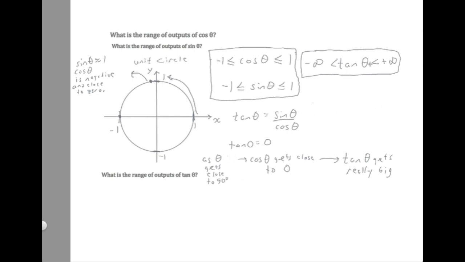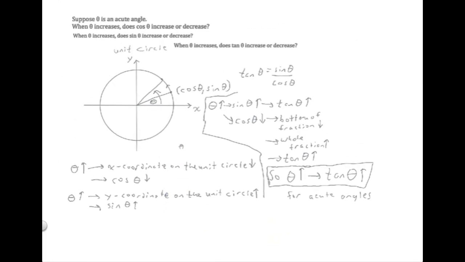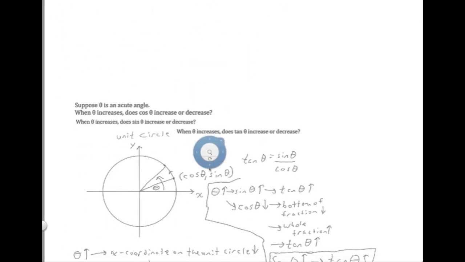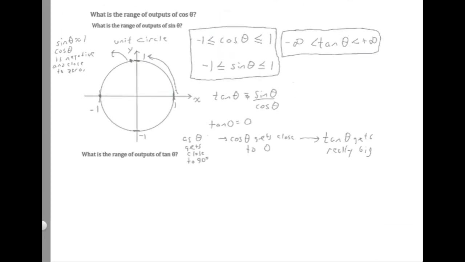We know that the inputs for tangent can't be any number. Tangent is not defined for an input of, say, 90. But the input for sine and cosine could be any number.